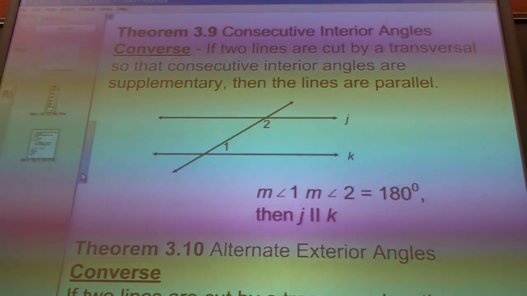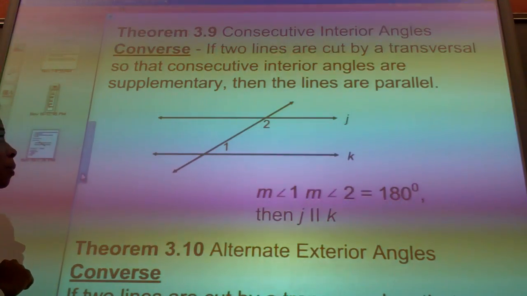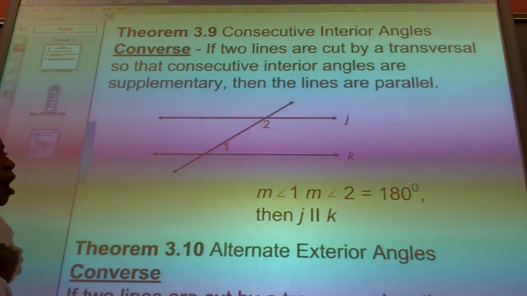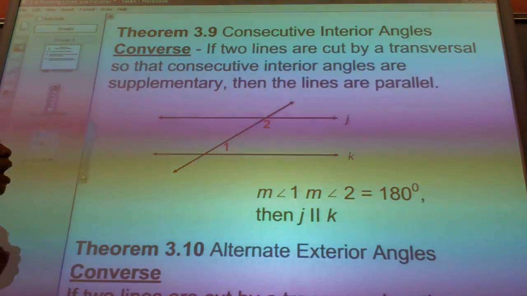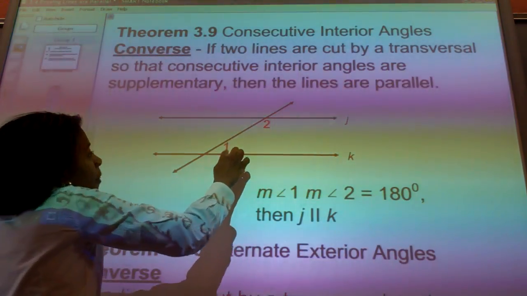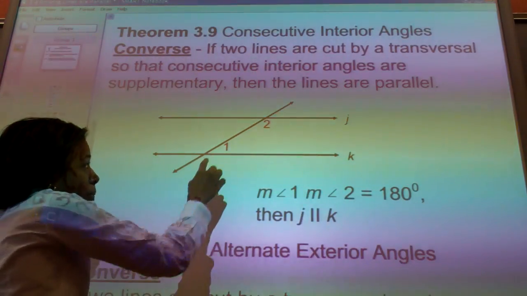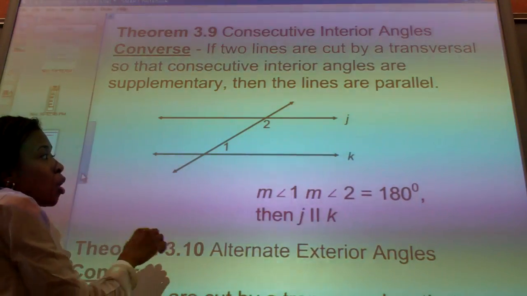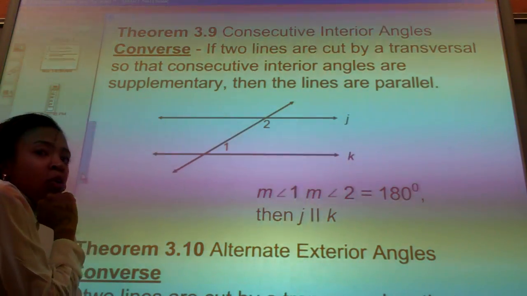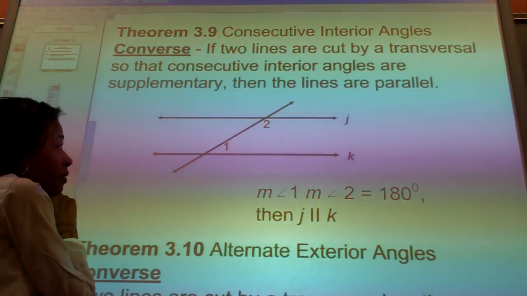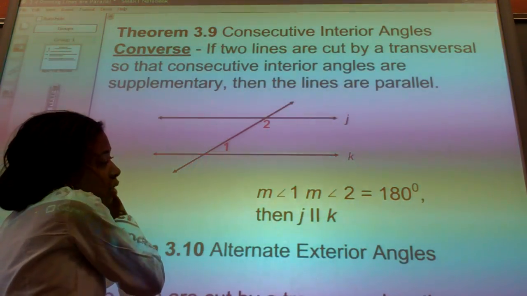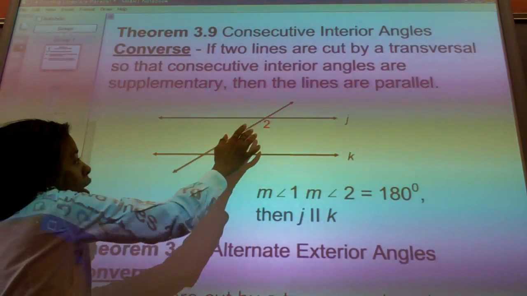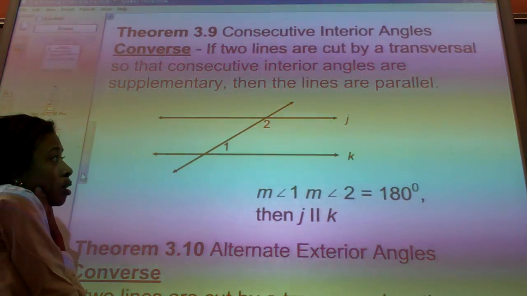We have theorem 3-9, which is the consecutive interior angles theorem. Again, it no longer says that lines J and K are parallel. Now what you're automatically told is that for two consecutive angles, the measure of angle 1 plus the measure of angle 2 is 180 degrees. They have a supplement value. Well, they're just 180 degrees. They're not directly next to each other like a linear pair. But anyhow, angles 1 and 2 equal 180 degrees.